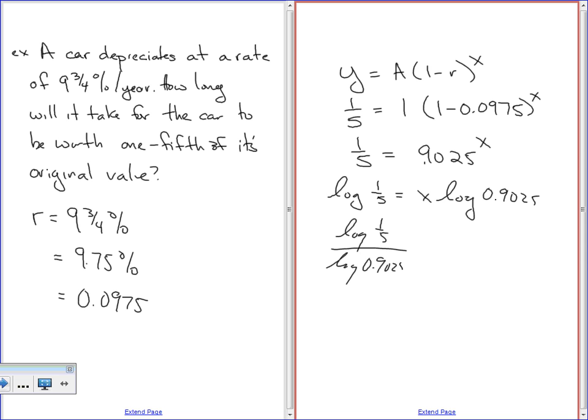Oops. Yeah, 25. And x would approximately be equal to 15.69. So therefore, it would take approximately 15.69 years.